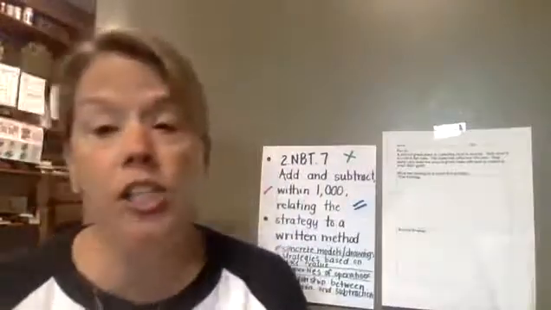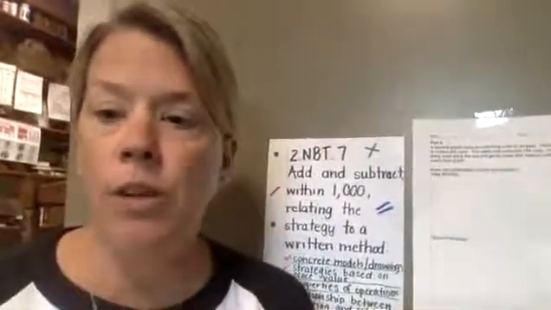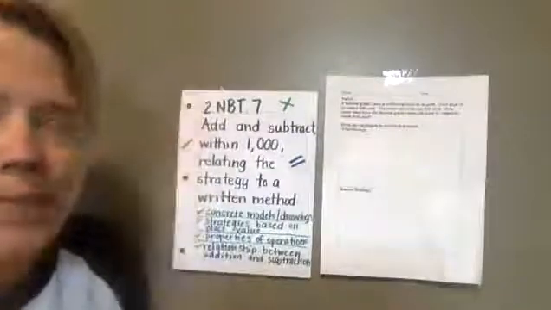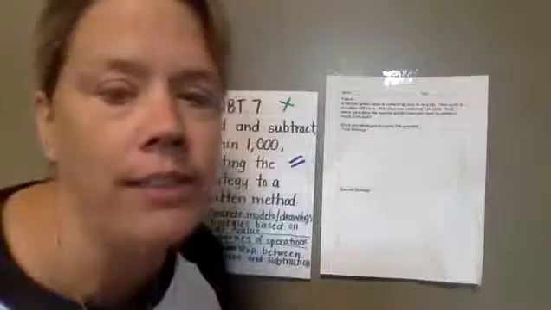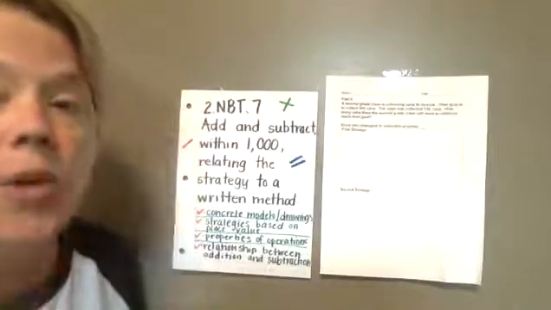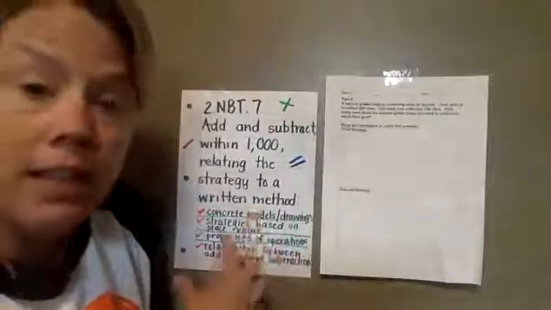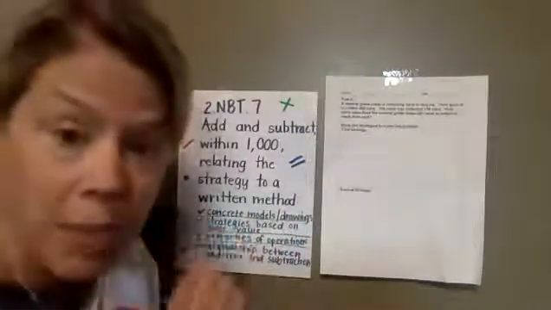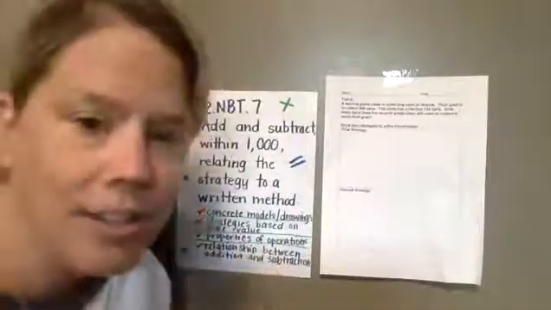But today we're going to look at 2.NBT.7. And like I said, we're going to start slow, and I'm going to bring in the associative property, okay? But we're not just going to start with it. So, NBT.7, add and subtract within 1,000. That's like 10 hundreds. Relating the strategy to a written method. So that can be with a concrete model or drawing of what you did. It could be strategies based on place value. It could be properties of operations or the relationship between addition and subtraction.